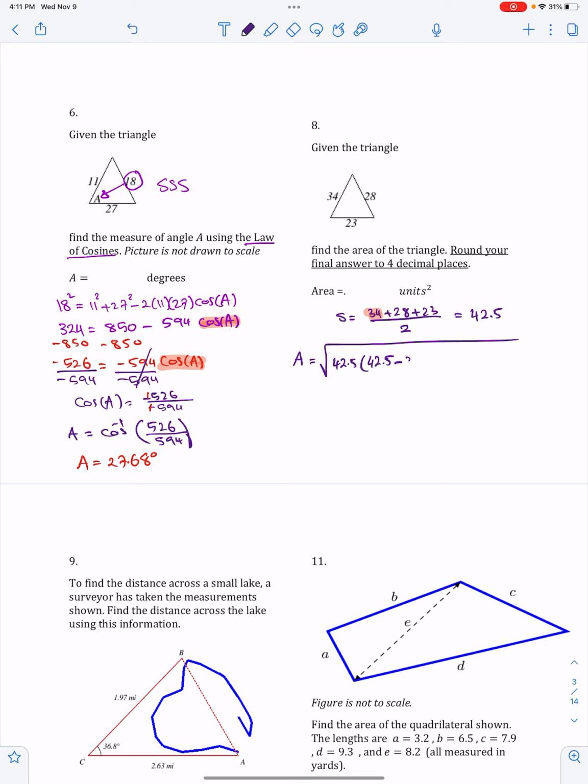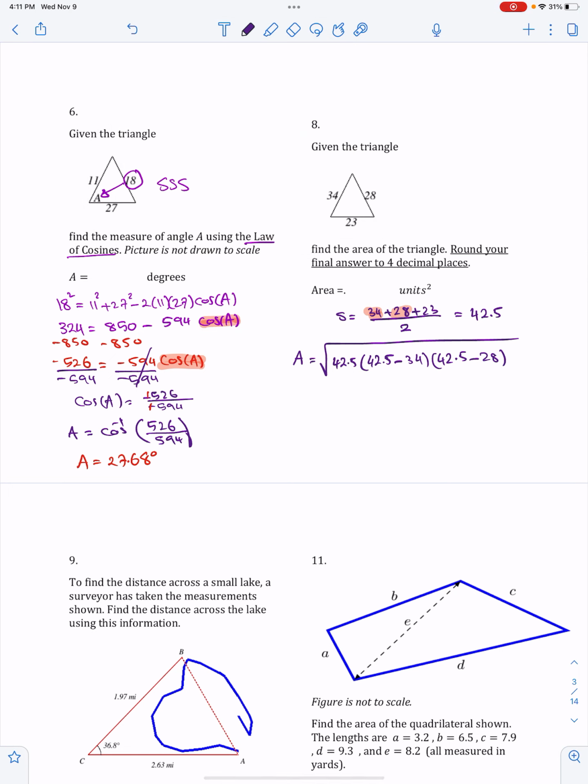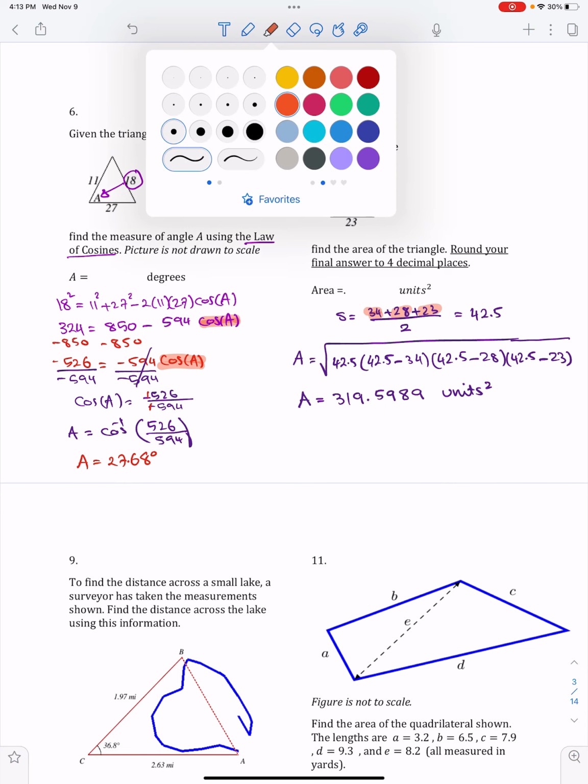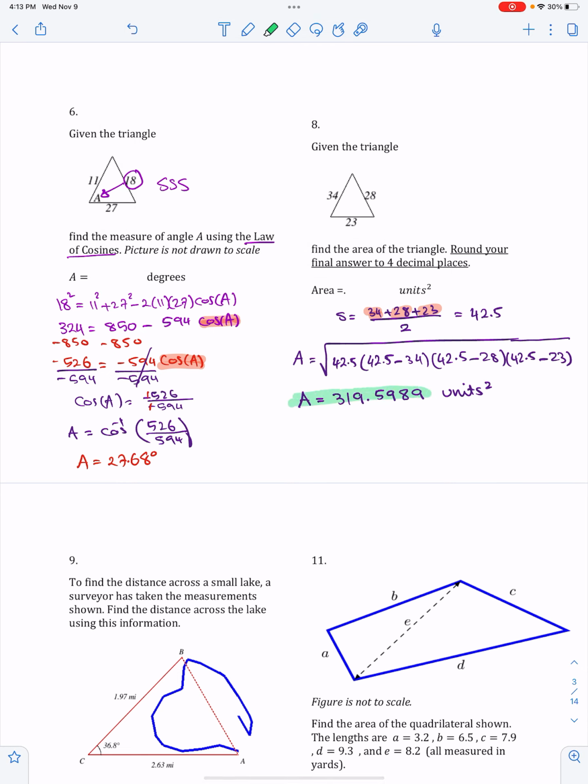So it's going to be 34. And then 42.5 minus the second value, which is going to be 28, and then 42.5 minus the third value or the third side, and the answer is 23 here. And then the area will be equal to, if you plug that into your calculator, we're going to get 319.5989 units squared. So that is basically the area that we need to find.